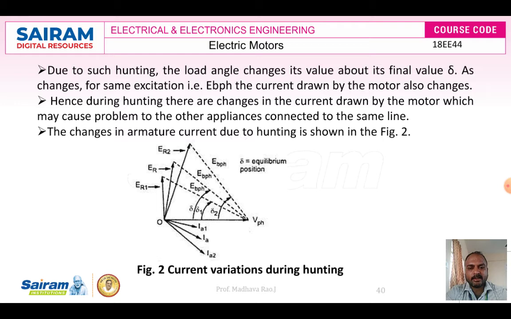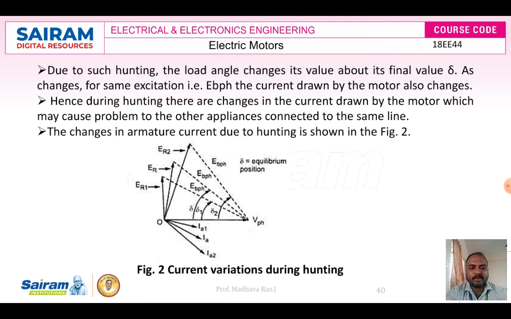Hence, during hunting there are changes in the current drawn by the motor. We can see IA1, IA, IA2, which may cause problems to other appliances connected to the same line.